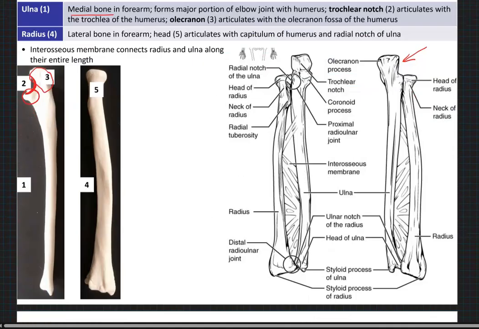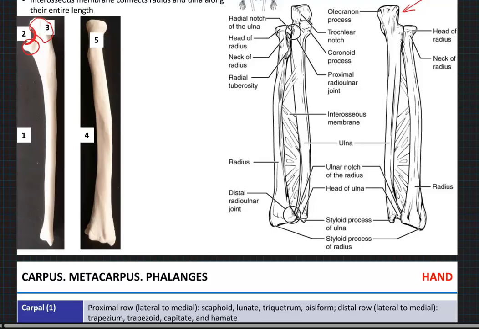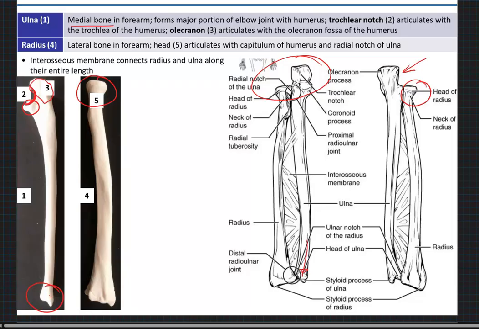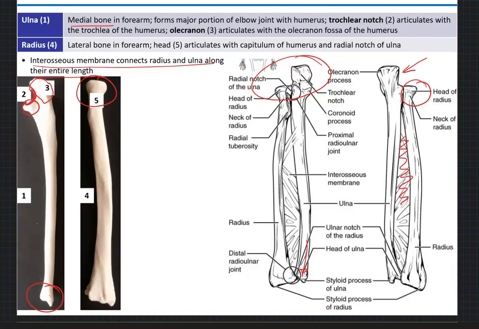Okay, so what's interesting, I think, is that the head of the ulna is actually distal. So when you look at this arrangement, the humerus is right here. The head of the ulna articulates with your wrist, with your carpal bones. The radius is the opposite. So the head of the radius articulates with the capitulum on the humerus. And you can see that the radius and ulna are connected by this interosseous membrane.